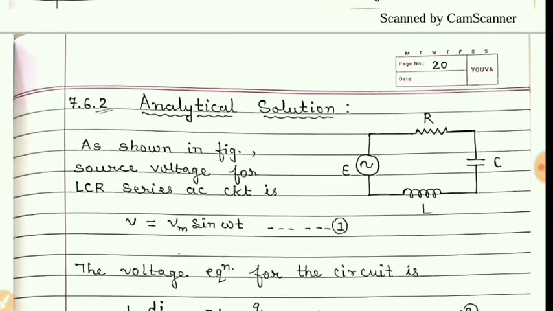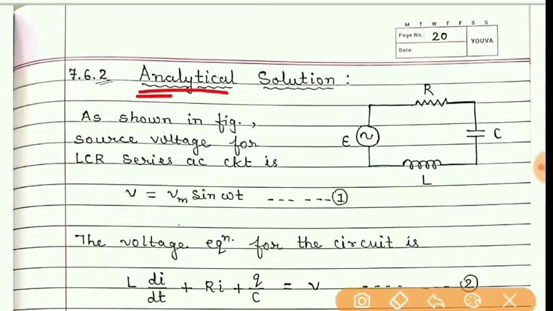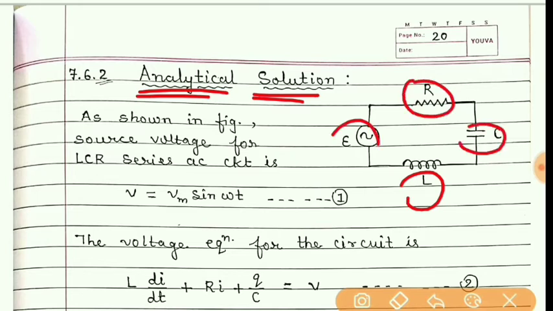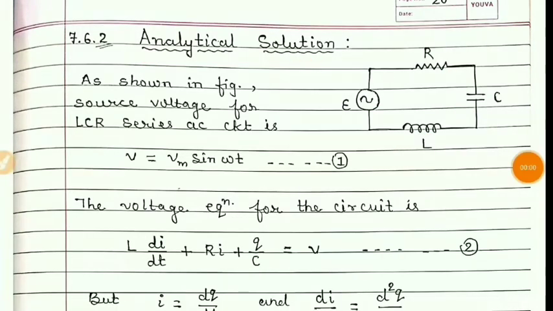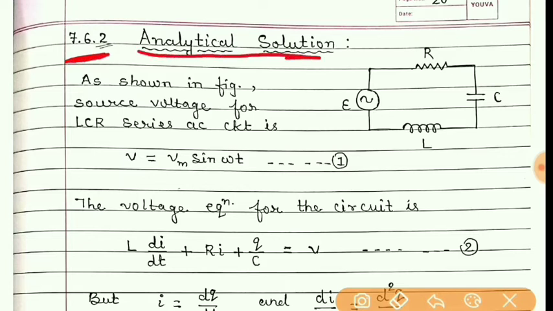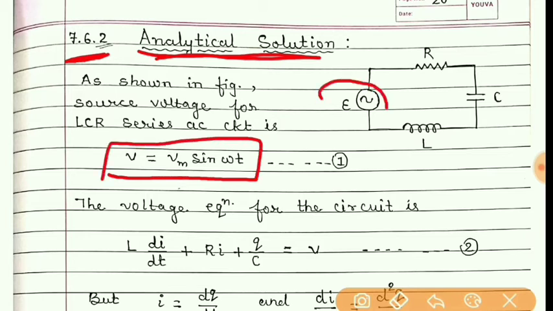Next will be the analytical solution for this LCR circuit connected to AC. In this topic 7.6.2 we will study the analytical solution. Once again, as usual, V is equal to Vm sin omega t, that is the voltage supplied from the source. Let us give this equation number 1.